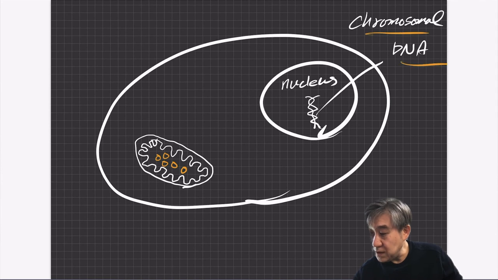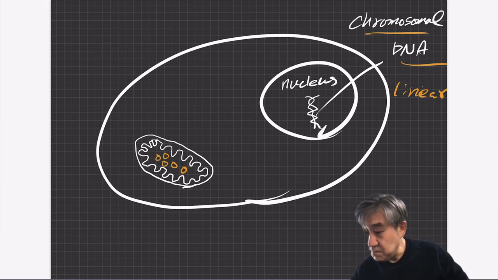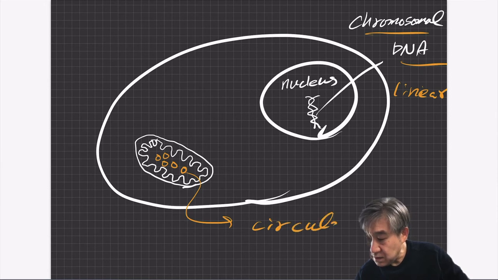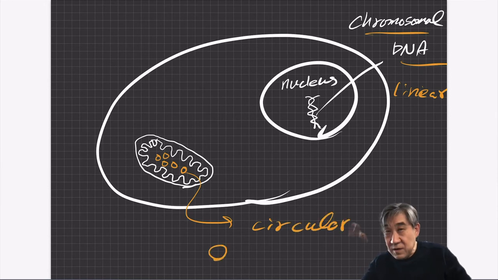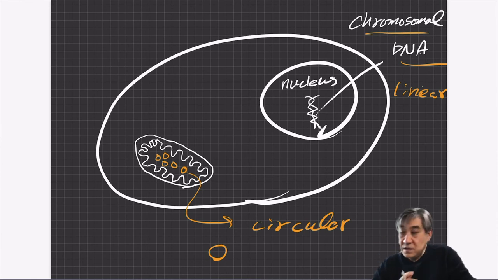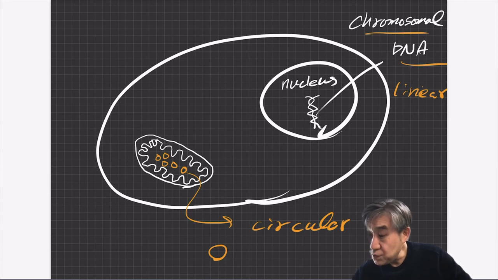Unlike this chromosomal DNA, which is linear, this mitochondrial DNA is circular. Although it is much smaller than the chromosomal DNA, very tiny actually, comparatively speaking, it is a circular DNA. And this circular DNA is actually the typical characteristic of the prokaryotic.